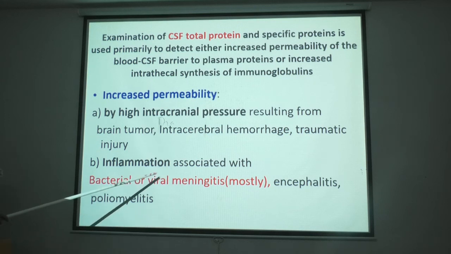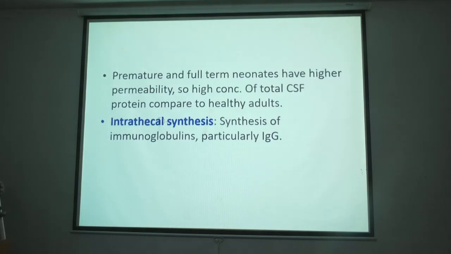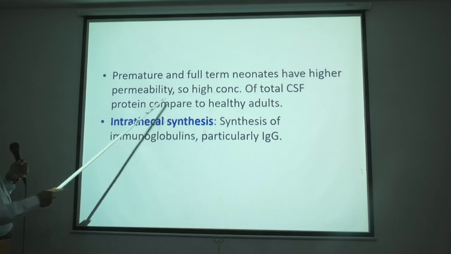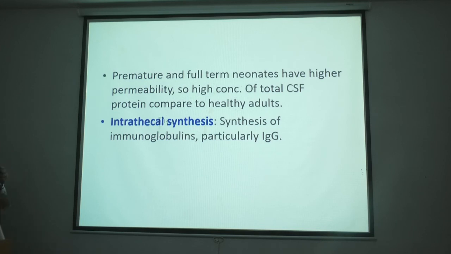Inflammation associated with bacterial or viral meningitis, encephalitis and poliomyelitis. Premature and full-term neonates have higher permeability, so a high concentration of total CSF protein compared to healthy adults. Then there is intrathecal synthesis of immunoglobulins, in particular IgG.